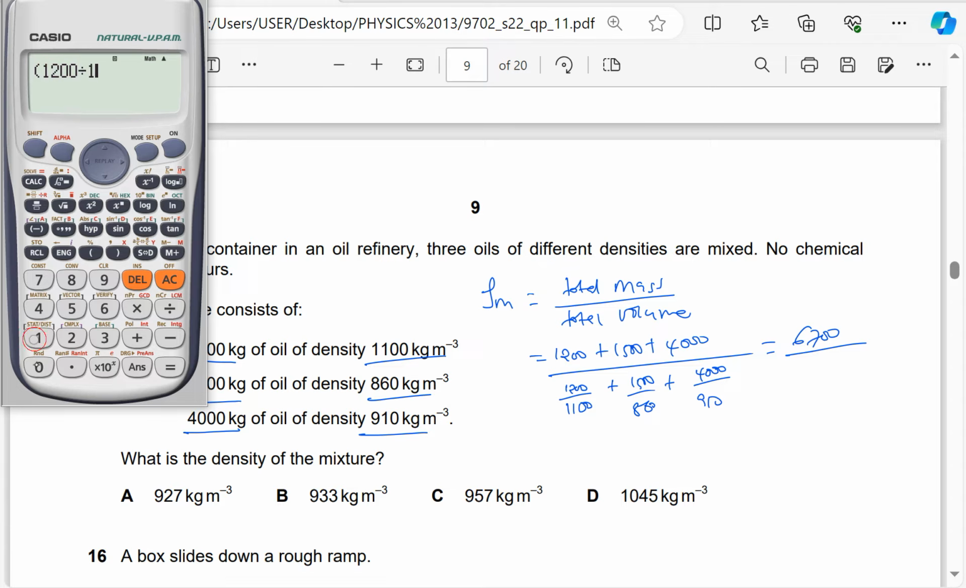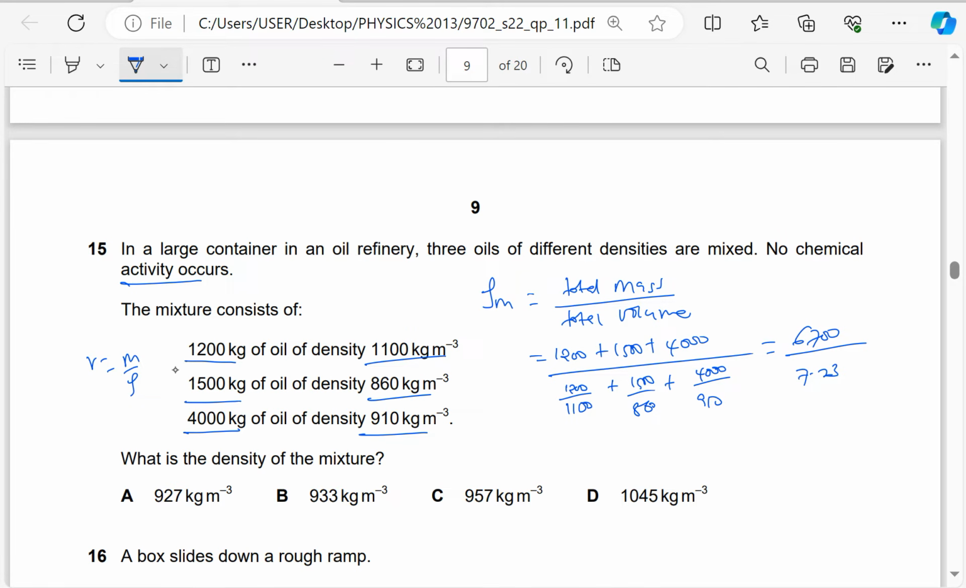1,200 divided by 1,100 plus 1,500 divided by 860 plus 4,000 divided by 910. So this is 7.23.